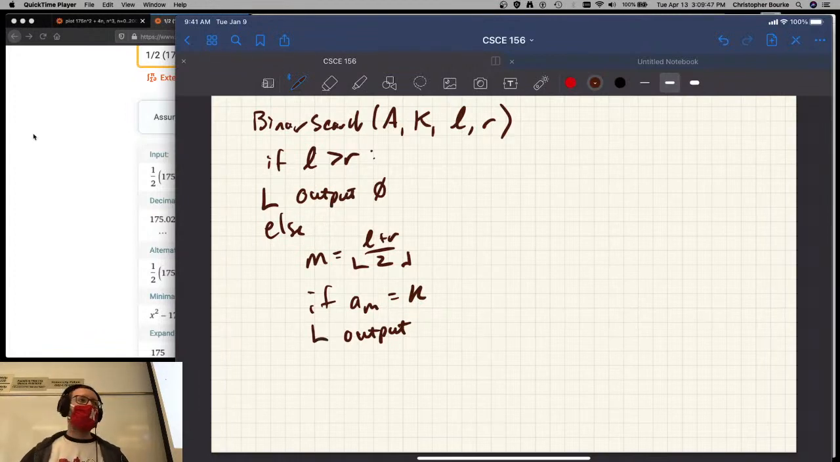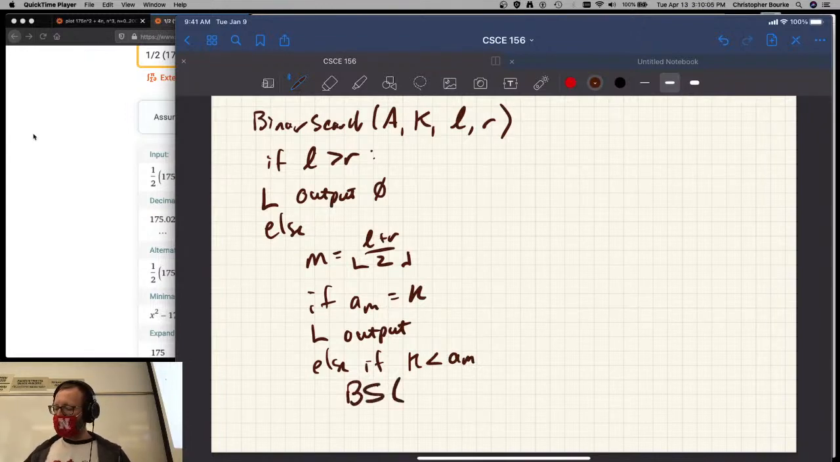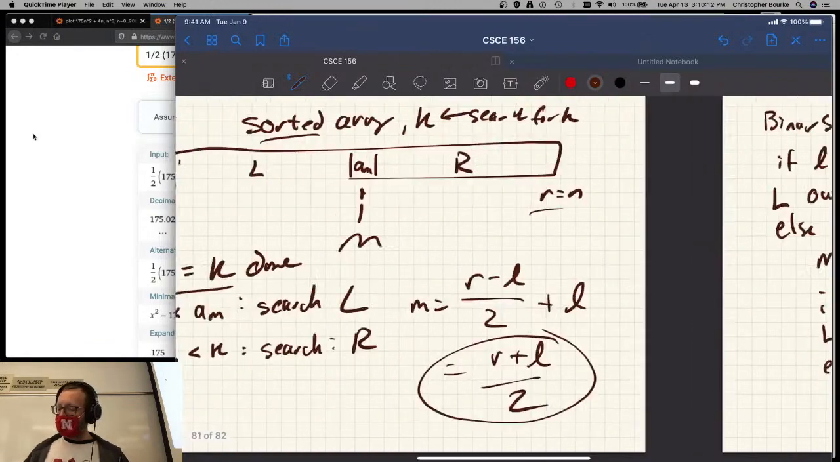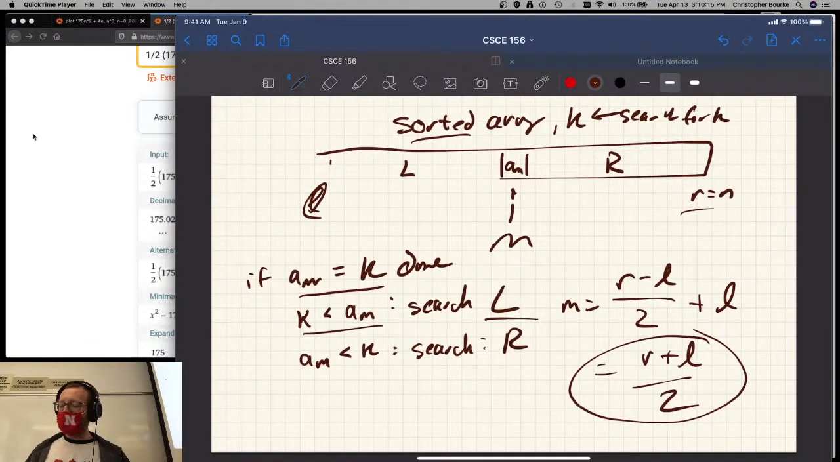So if the middle element is the thing that we're looking for, we're done. All right? Else, if the key is less than a sub m, then we'll recurse on this binary search. And I'll just go ahead and shorten it to that. A, K, but now what are my updated L and R's? So if K is less than a sub m, I need to search in the L region. So what should I do with my L? It should be unchanged. I should move my R to be over here.